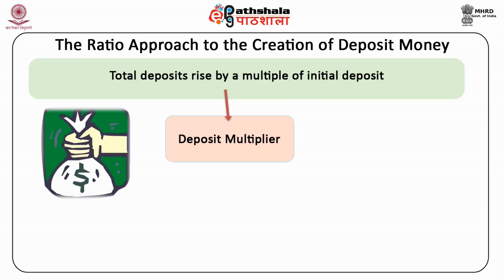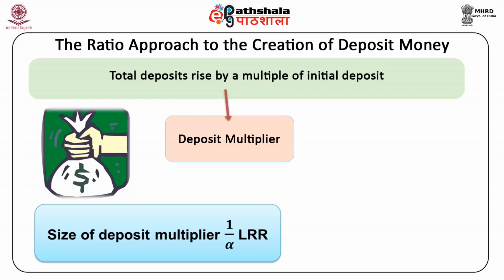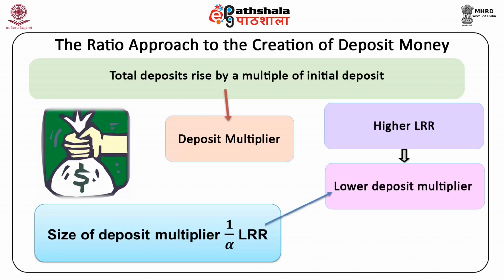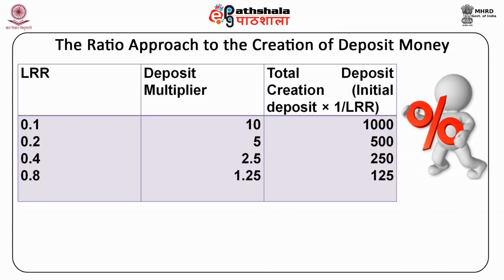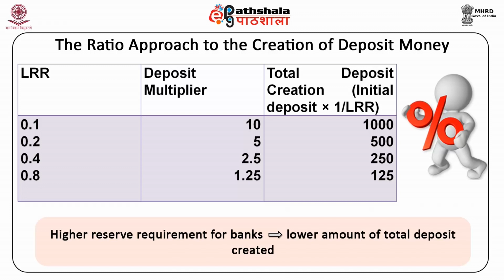It can be seen that the size of the deposit multiplier varies inversely with LRR. The higher the LRR, the lower the deposit multiplier, and hence the lesser the money creation. It is illustrated in the given table by assuming different values of LRR and an initial deposit of $100. Thus, the higher the reserve requirement for the banks, the lower will be the amount of total deposits created.